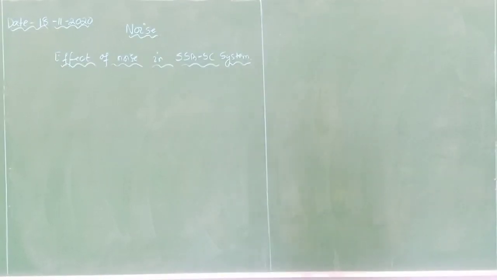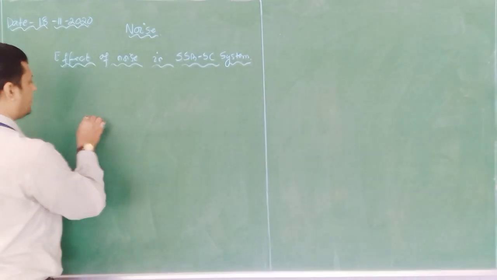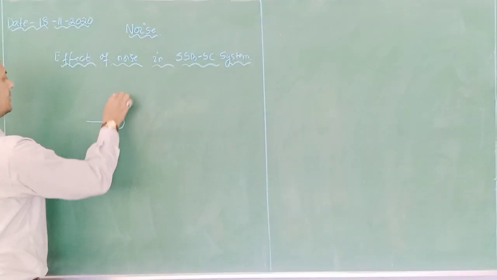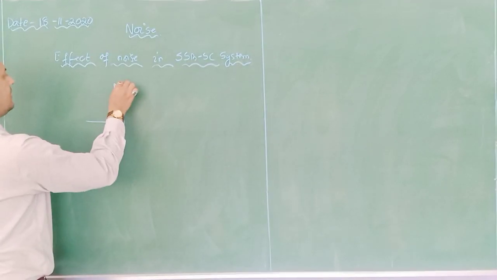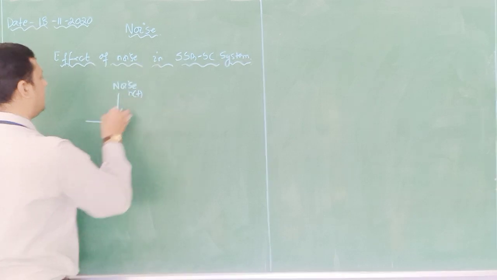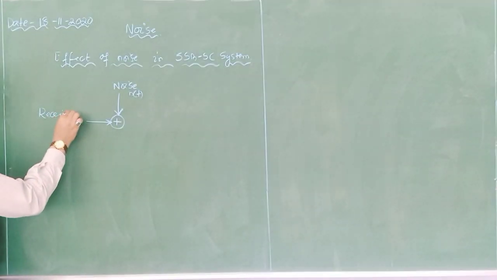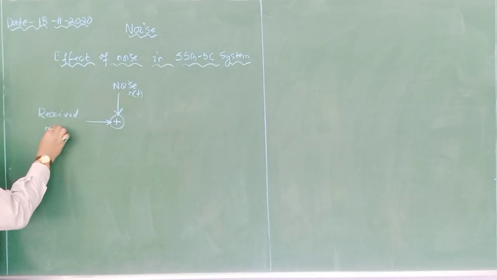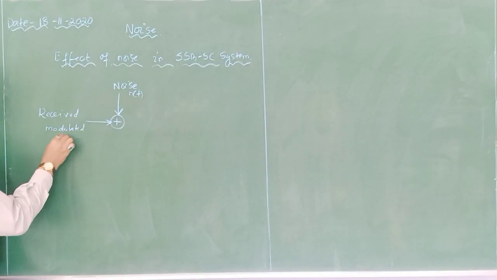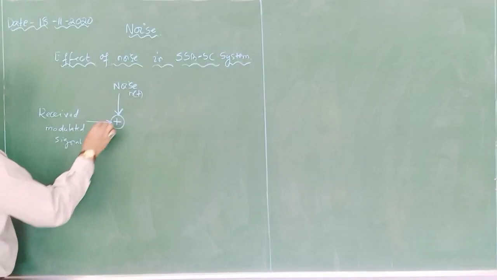Let me draw first the noise calculation model. First I will add noise to the received modulated signal. Here I will write it is the received modulated signal, that is s(t).